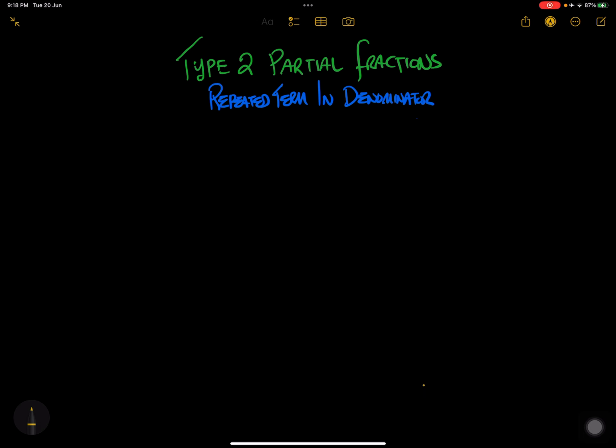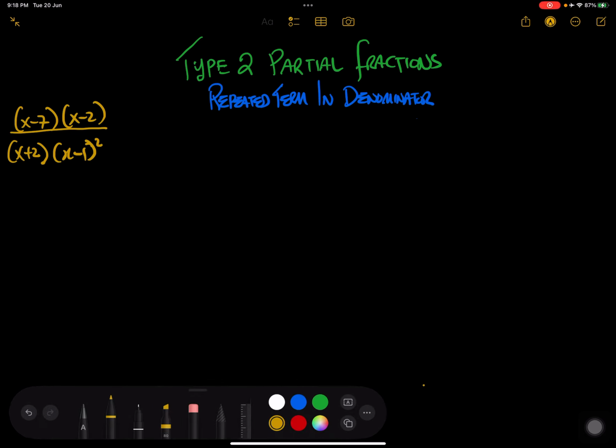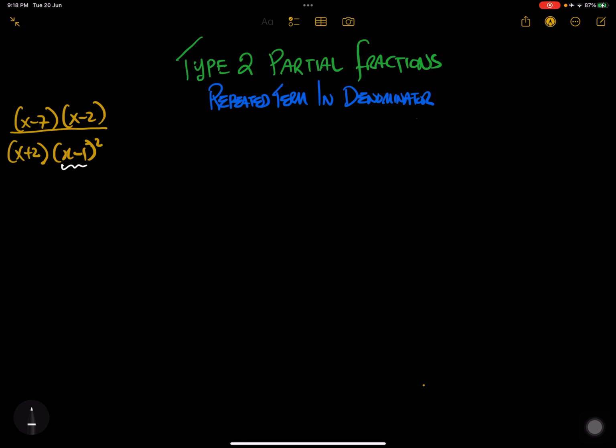Today, in this video, we are going to look at type 2 partial fractions. In this type of partial fractions, we are talking about the repeated term in the denominator. You will notice that there's a term in the denominator that is repeated. So let's imagine this question here. We have x minus 7, and then x minus 2 in the numerator. And in the denominator, we have x plus 2, and also x minus 1 all squared. We can see clearly that this one is repeated.